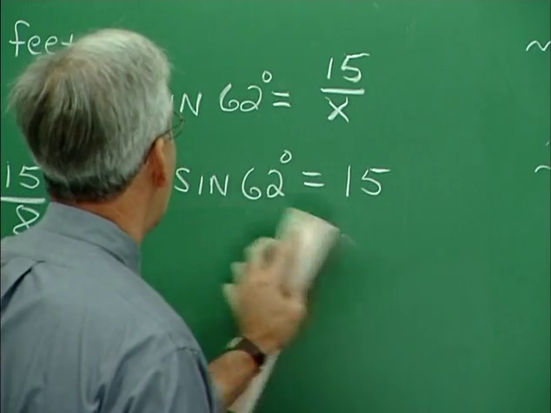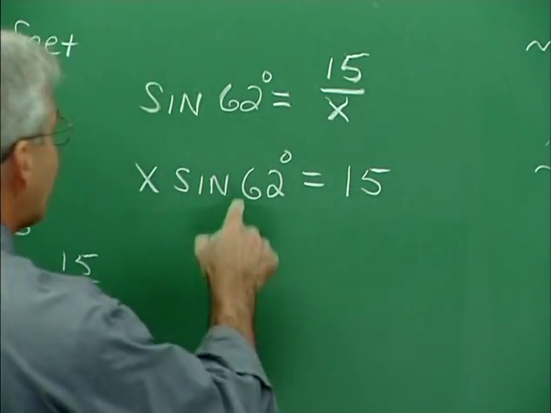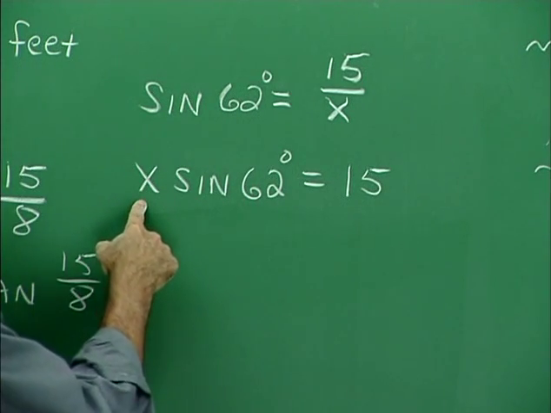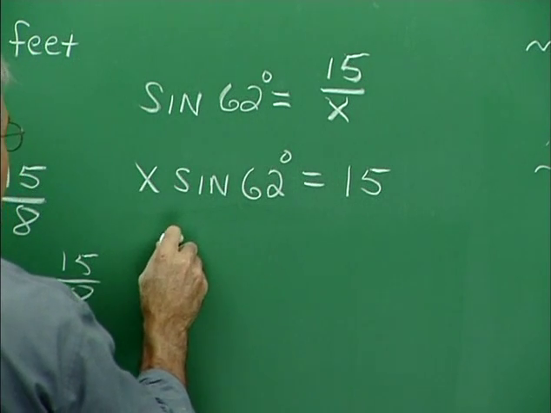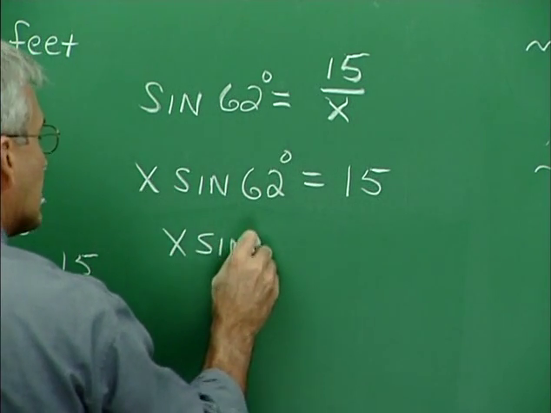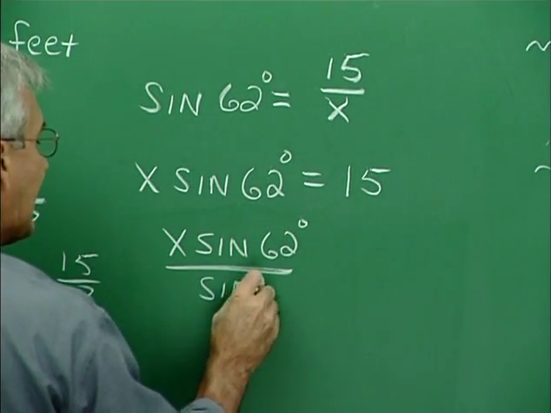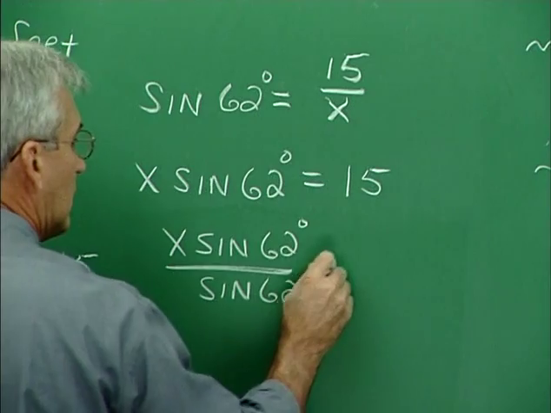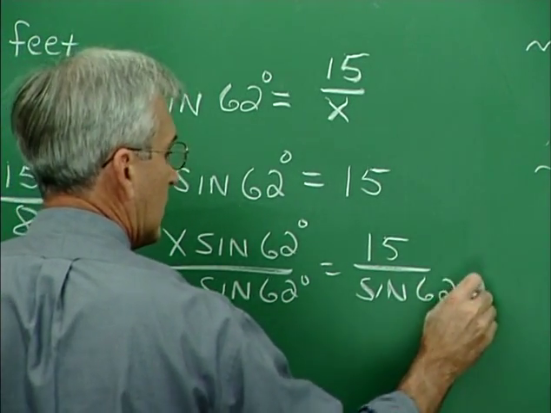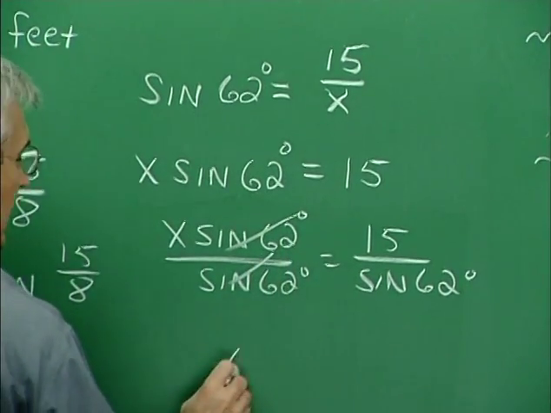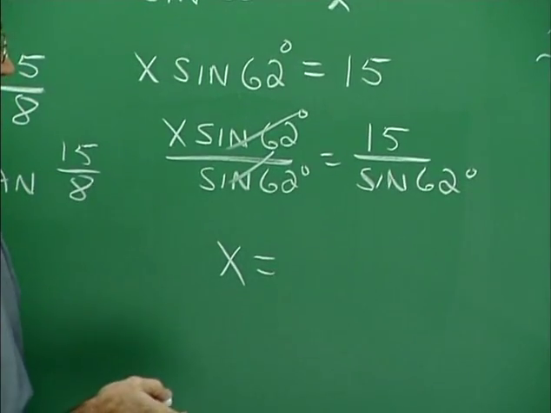All right, now let's realize that sine 62 degrees is just a number in the calculator. So we have a coefficient of x here on the left side. And what do we do with coefficients? We divide on both sides by them. So what we're really doing here is taking that coefficient and dividing it on both sides. So these go out, and x then is this fraction. And now it's just a matter of punching the calculator.